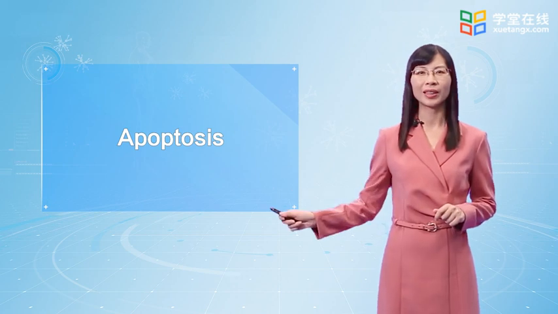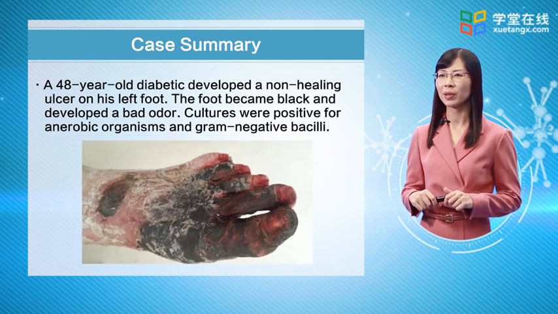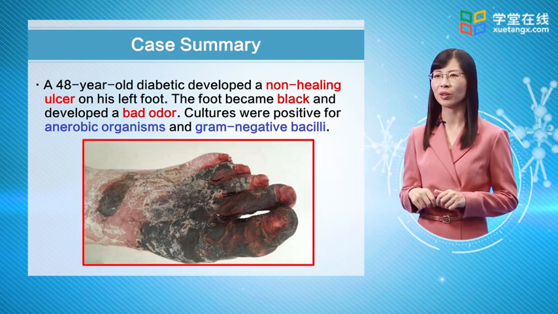Let's look at a case first. A 48-year-old diabetic developed a non-healing ulcer on his left foot. The foot became black and developed a bad odor. Cultures were positive for anaerobic organisms and gram-negative bacilli. This photo shows his foot. What has happened to this patient's foot? I hope you can answer the question after our discussion today.